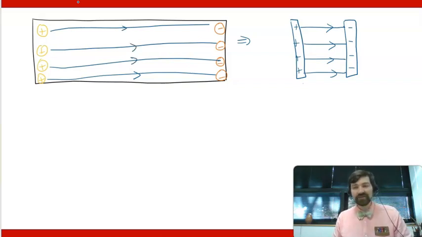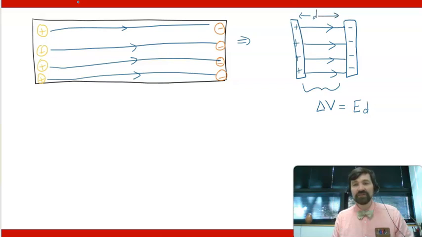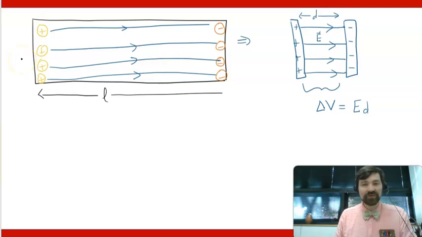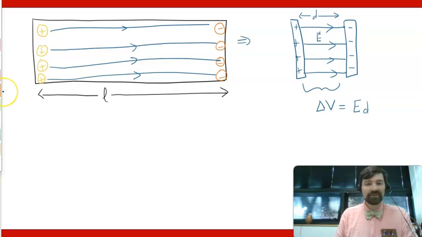For the capacitor, we know that the difference in voltage between the two plates, the voltage drop, is equal to E times D. So if this distance right here is D and this right here is the E field, then delta V should be E times D. That's just for a uniform field. It follows that if this piece of metal has a length L from one end to the other, there's going to be a voltage drop. Delta V is E times L.